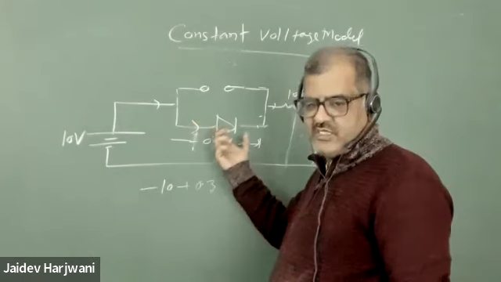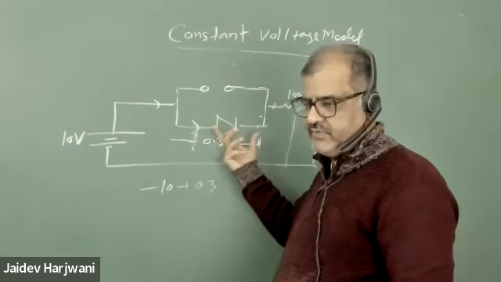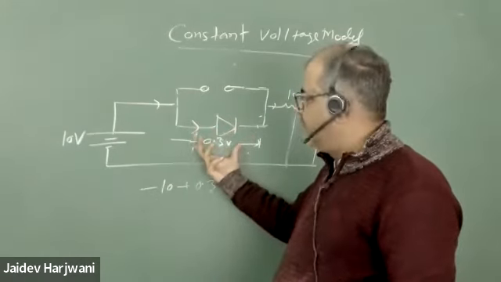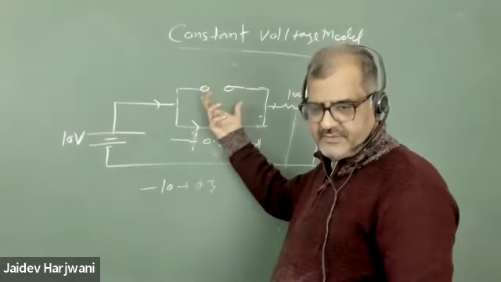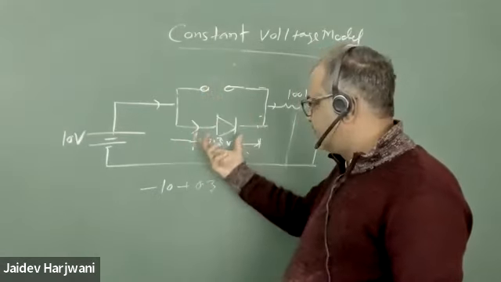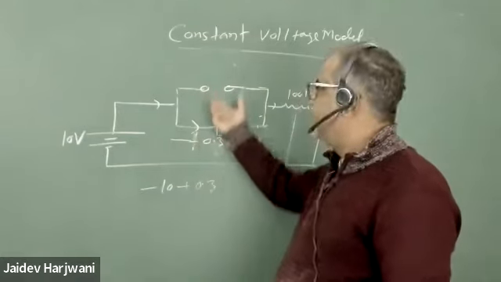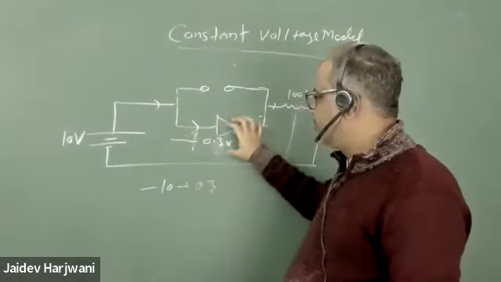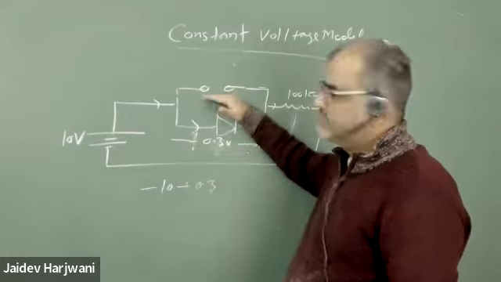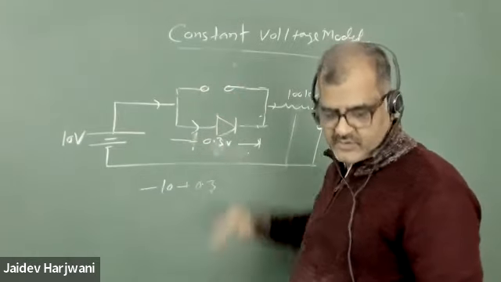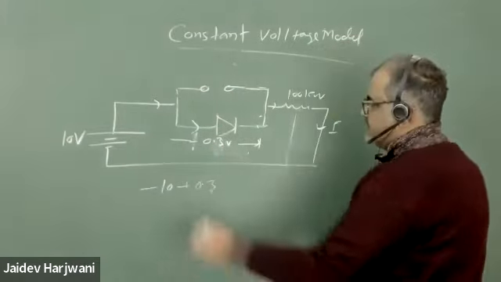Once current flows, the voltage gets fixed here. Now the voltage is 0.3; either it can be 0.3 or 0.7. But once it is 0.3, it cannot rise here. The voltage drop cannot change. Now how can it be 0.3 here and 0.7 there? The voltage will be the same. So this becomes 0.3.